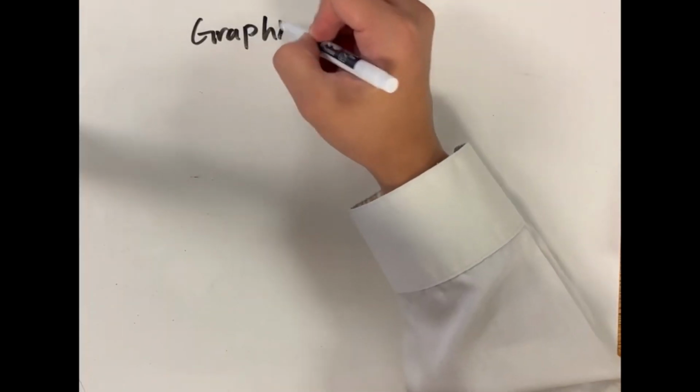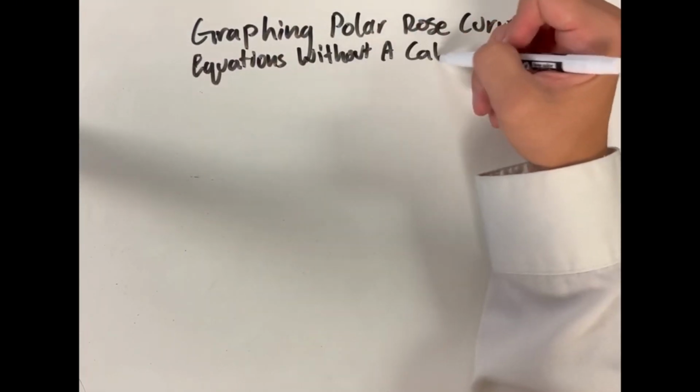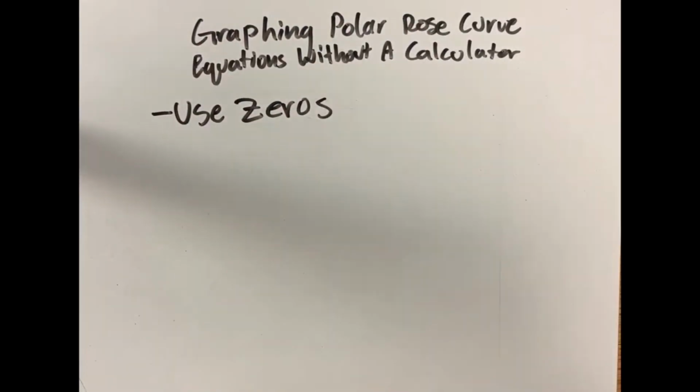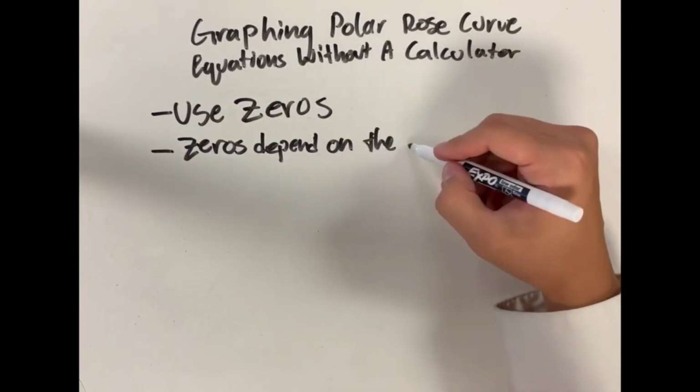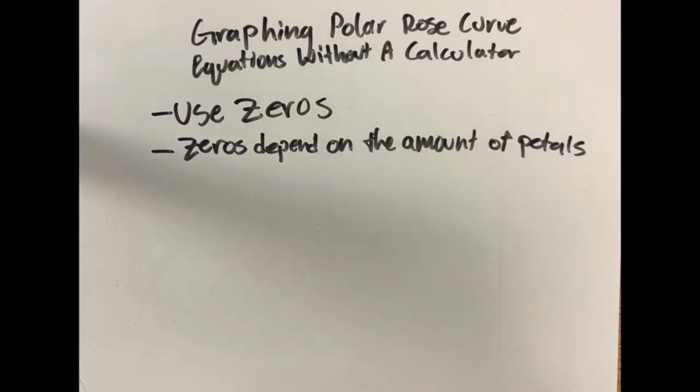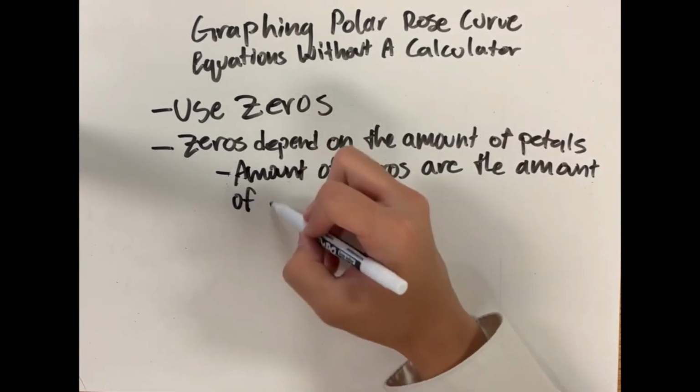Now let's get into actually graphing the polar rose curve without a calculator. We're going to do this by finding the zeros, and the amount of zeros depends on the amount of petals. It's going to be the amount of petals plus 1, and that's the amount of zeros we need to find.